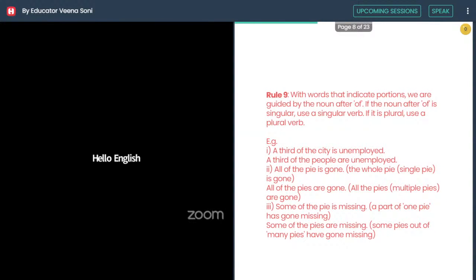I'm happy to say Sagar, Shima, Sarika, Ankit, Joe and Dipali gave me the right answer. Let's go and understand rule number 9.